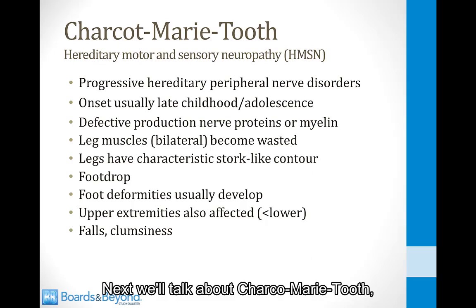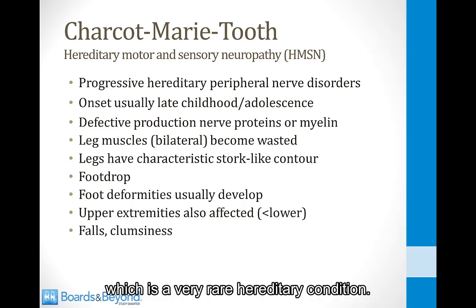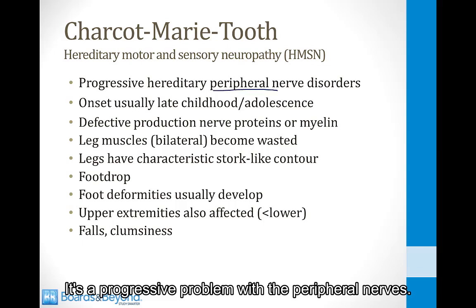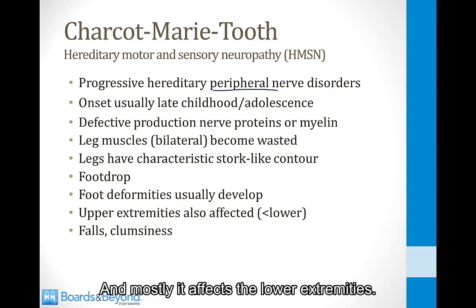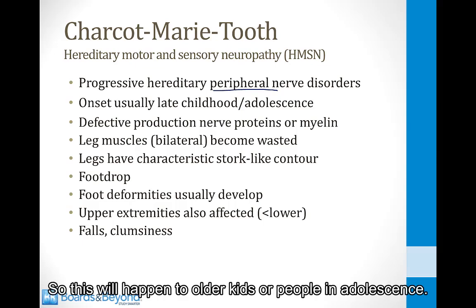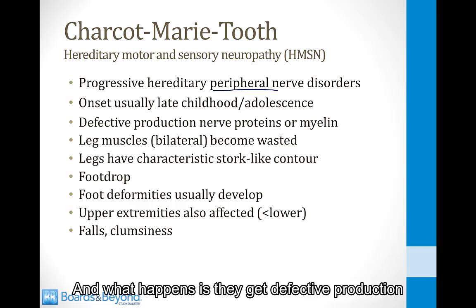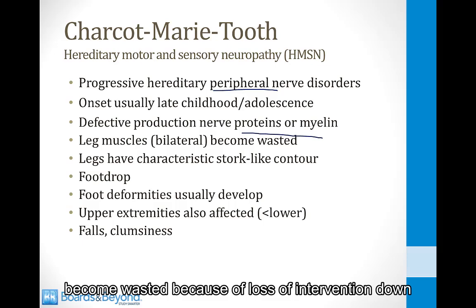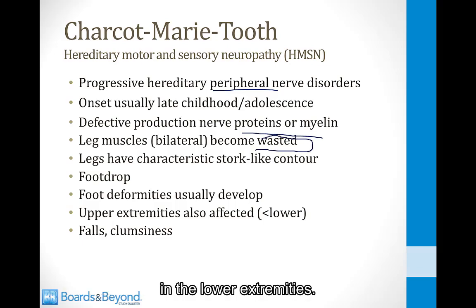Next, we'll talk about Charcot-Marie-Tooth, which is a very rare hereditary condition. It's also called hereditary motor and sensory neuropathy. It's a progressive problem of the peripheral nerves, and mostly it affects the lower extremities. The peroneal nerve is one of the most commonly affected. So this will happen to older kids or people in adolescence. And what happens is they get defective production of proteins and myelin, and basically their legs become wasted because of loss of innervation down in the lower extremities.